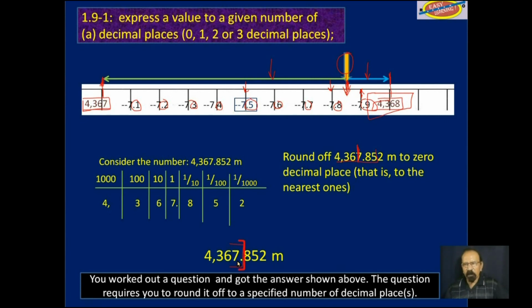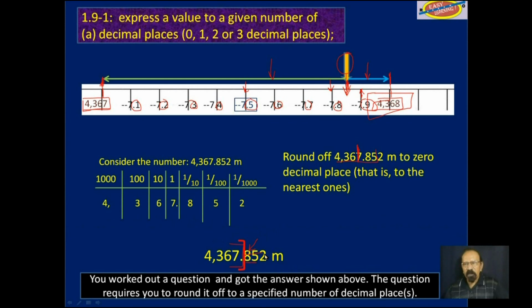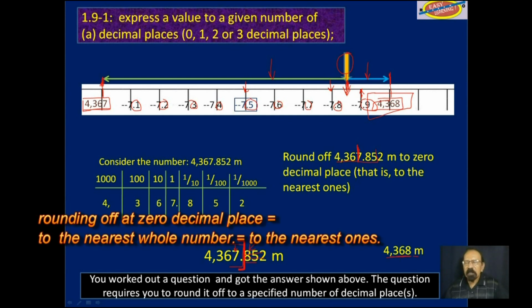That's where we want to round off. We look at the number on the right, or the two numbers on the right, and if that passes the halfway point, we will drop this and increase that 7 by 1 to make it 8. So our answer will be 4,368 meters. That's rounding off to 0 decimal places, or to the nearest whole number, or rounding off at the ones position. Those are three different ways of saying the same thing.